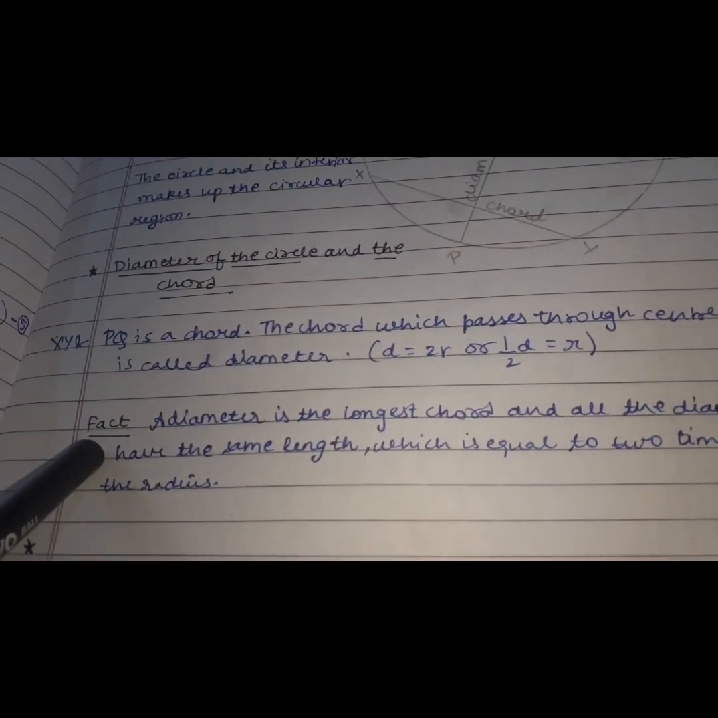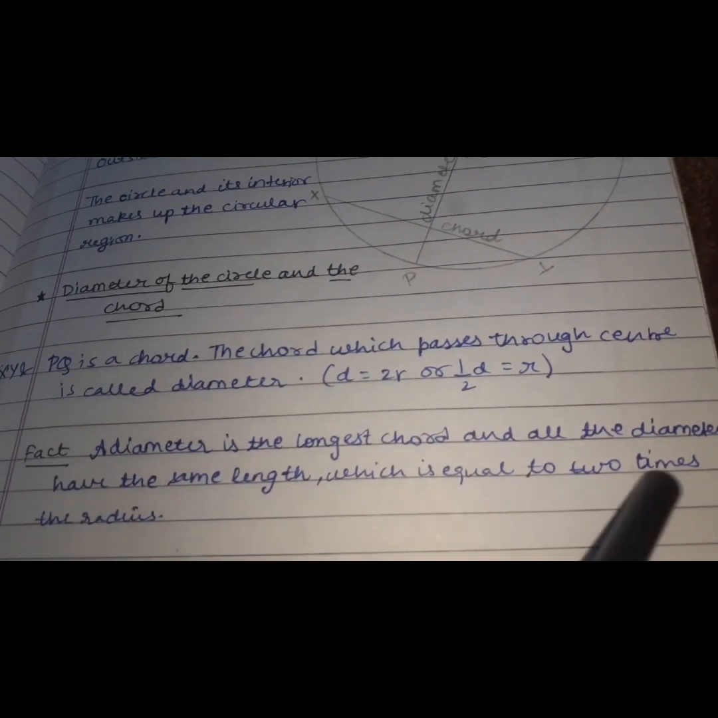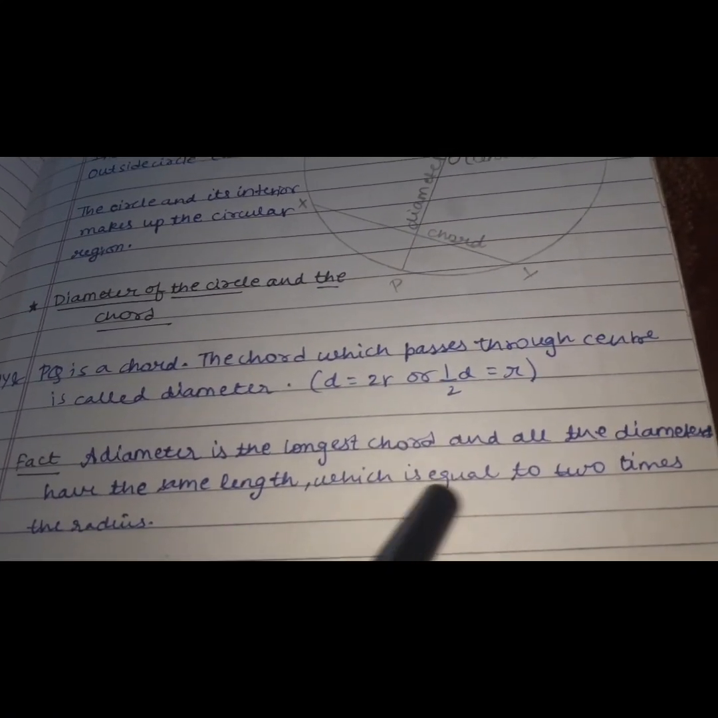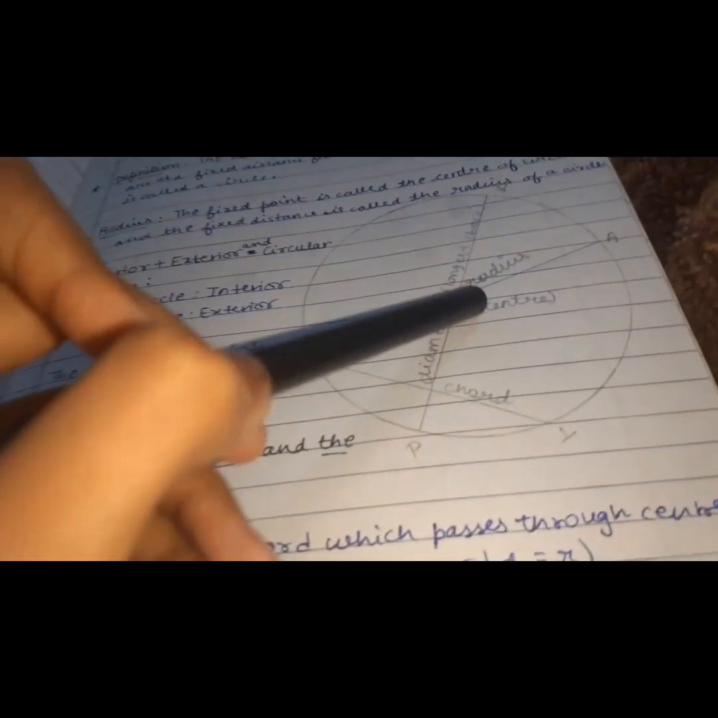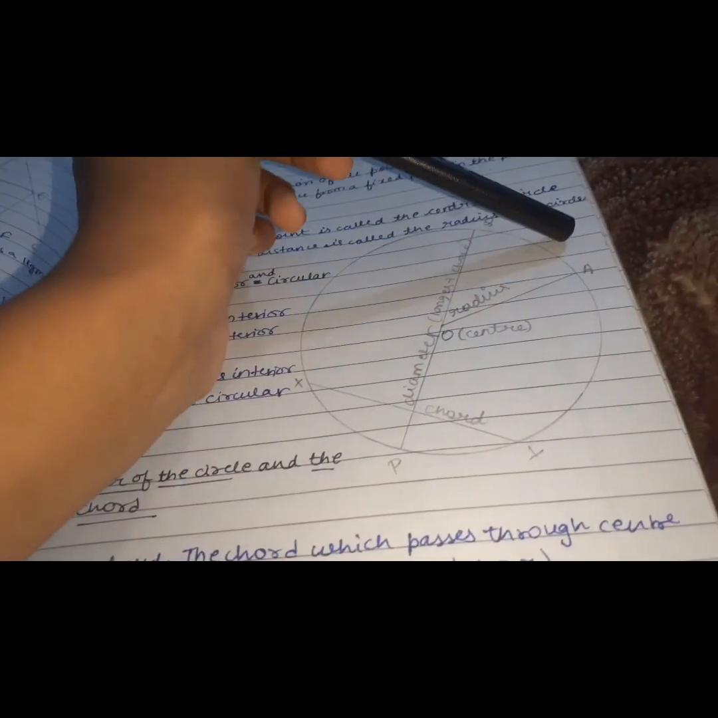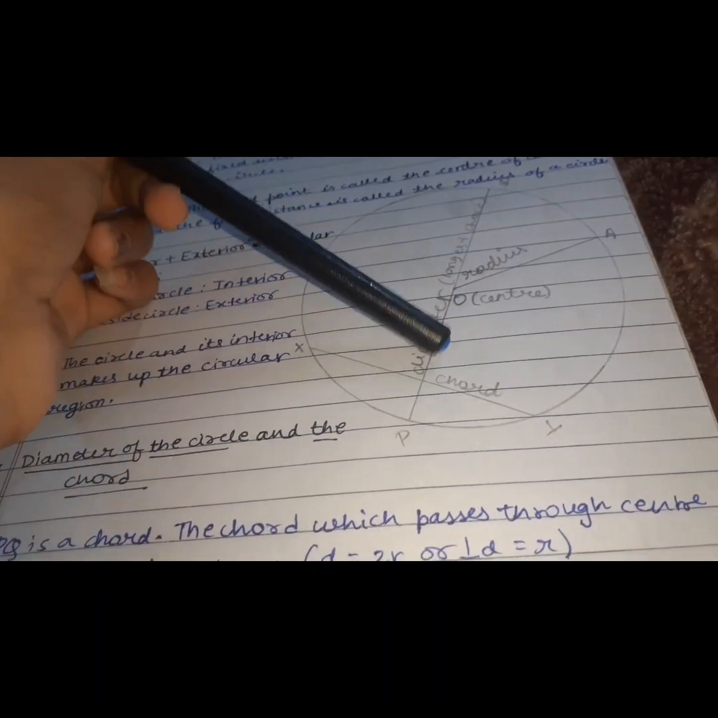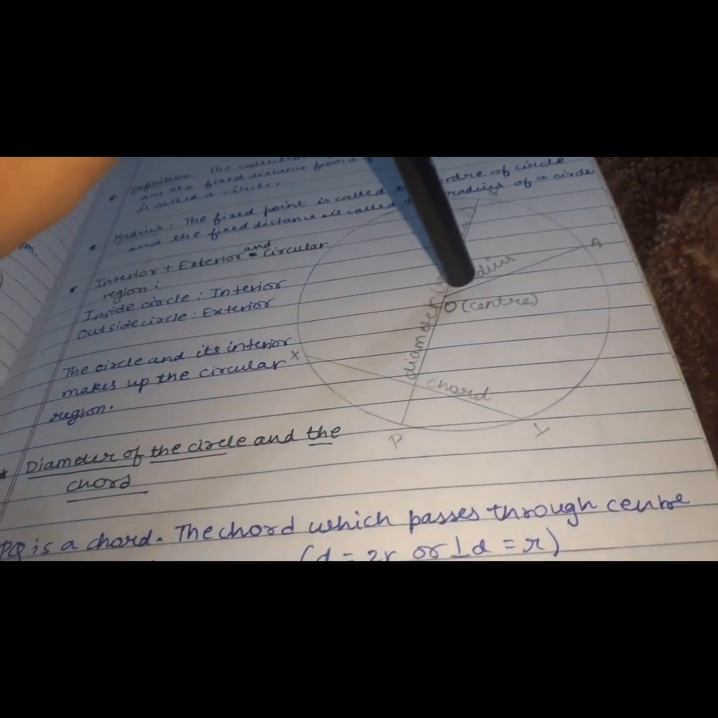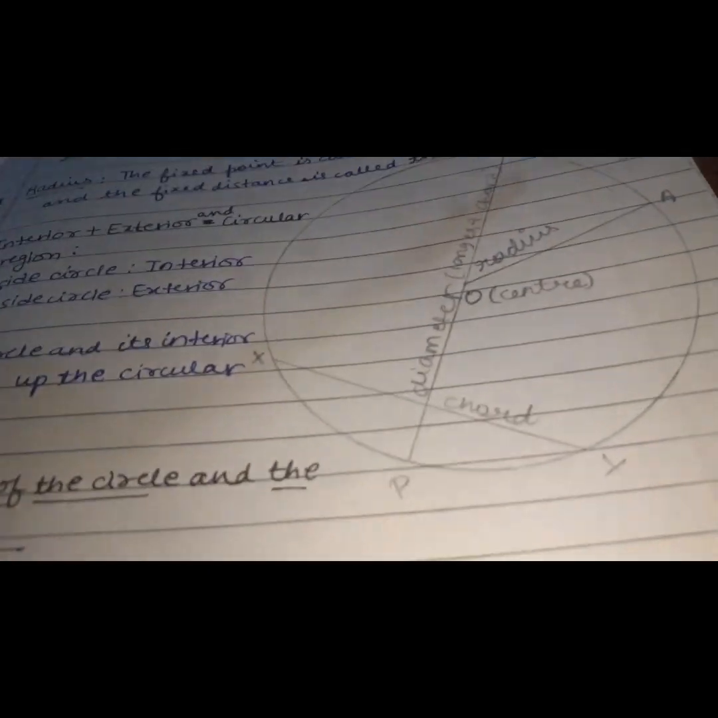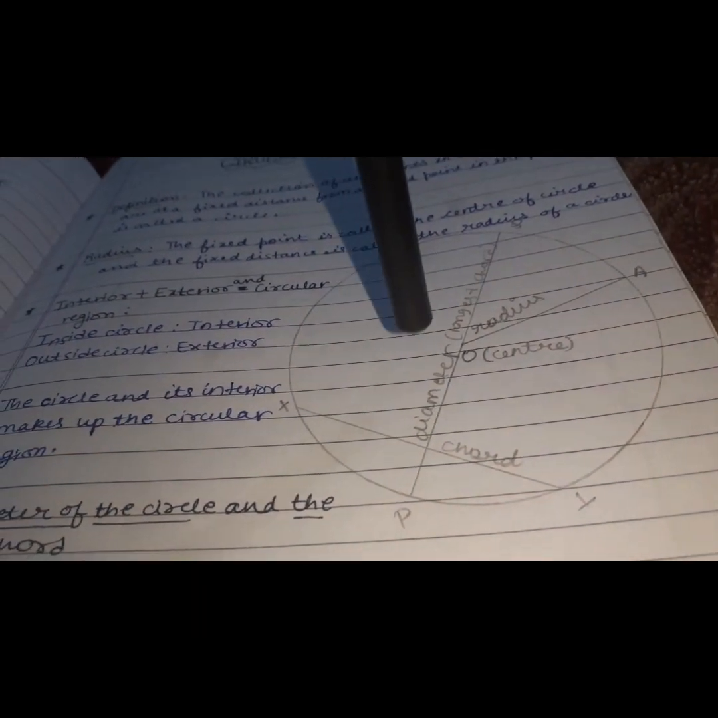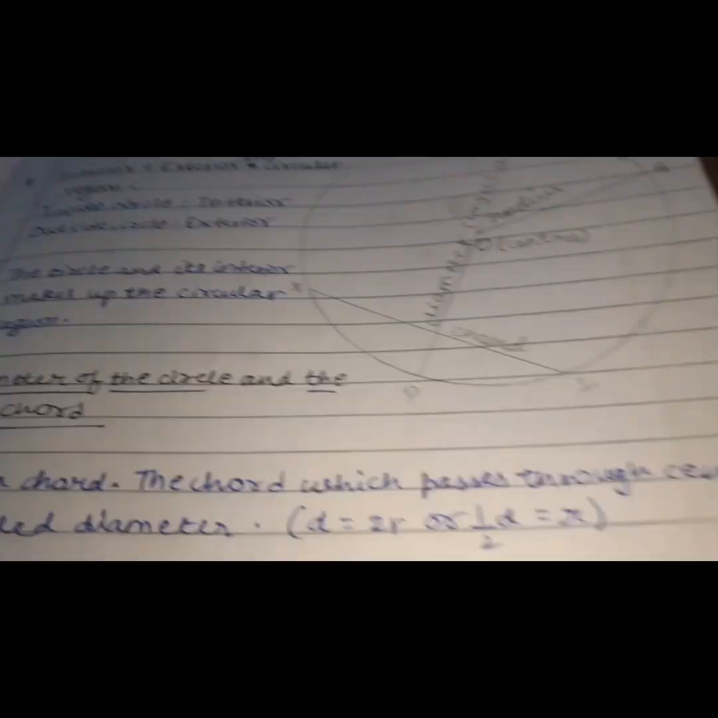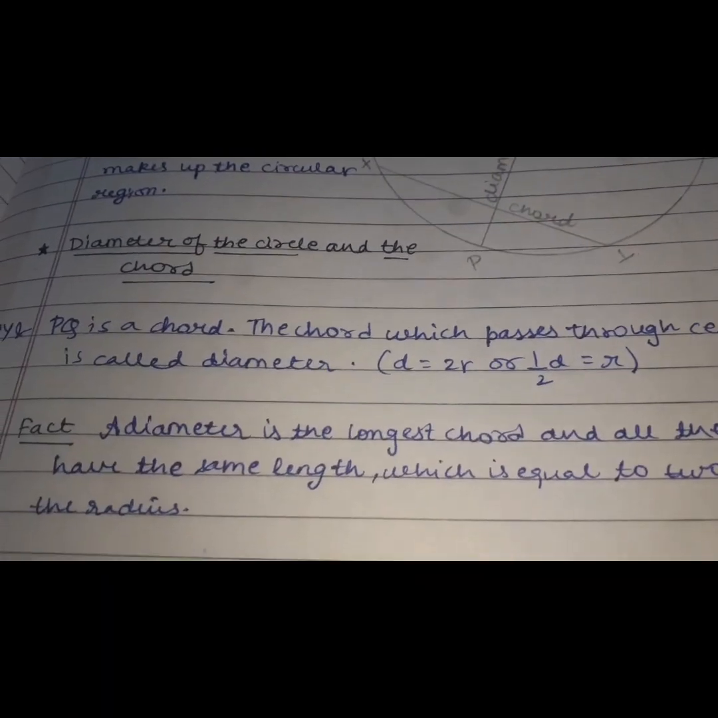So the fact is that the diameter is the longest chord and all diameters have the same length, which is equal to 2 times the radius. Or you can also say that if this is a radius OA and there is another radius, suppose OB here, then OA and OB will be of the same length because we are starting from a fixed point, and because the periphery remains the same, therefore the radii and diameters always remain the same in length.